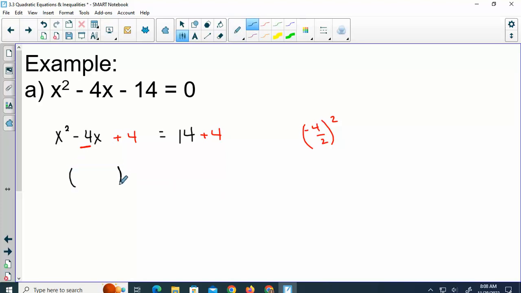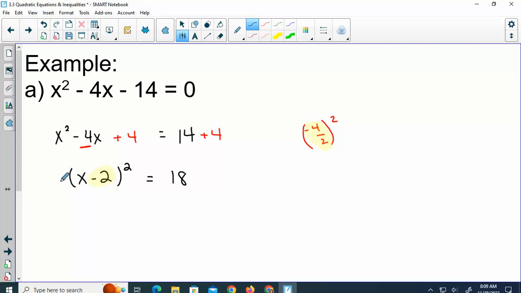This should factor. What multiplies to 4 and adds to negative 4? Negative 2 and negative 2. So we could write it as x minus 2 squared. It will always factor into a square like this because it's a perfect square. You'll notice minus 2, isn't that what we had before we squared? Negative 4 divided by 2 was negative 2. How does this help?